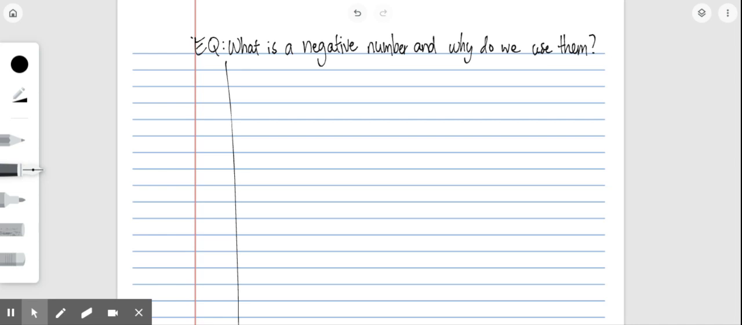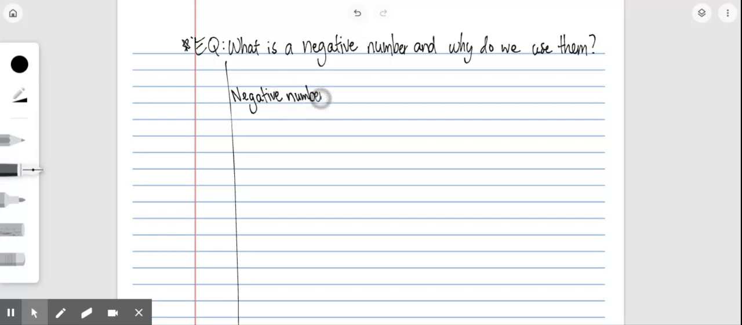Alright, you guys. So before we're done with this quarter, I'm going to introduce integers and negative numbers. So our essential question today is, what is a negative number and why do we use them? So I'm going to start with negative numbers. We have all heard of negative numbers before, but we may never have really used them.